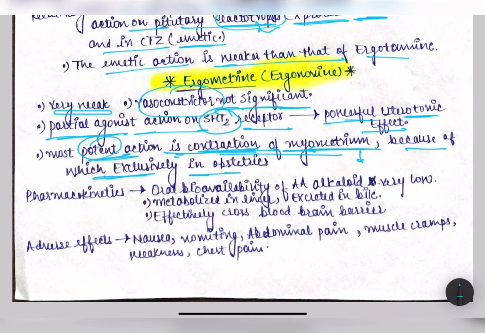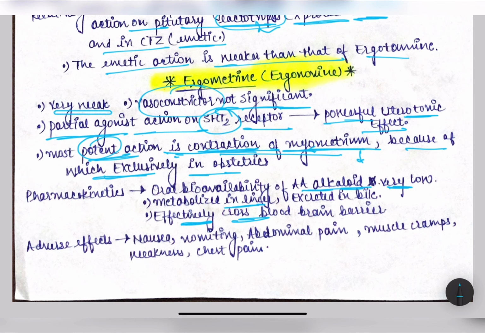Now we should discuss the pharmacokinetics of ergot alkaloids. The oral bioavailability of amino acid alkaloids is very low. The hydrogenated derivatives' is also very low, due to slow and incomplete absorption, and they also have high first pass metabolism. So overall their bioavailability is very low, but bioavailability is higher after sublingual or rectal administration, though still not that significant. They are metabolized in the liver, excreted in bile, and they effectively cross the blood-brain barrier.